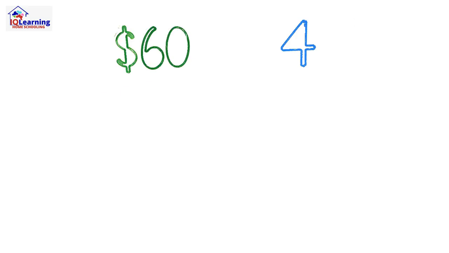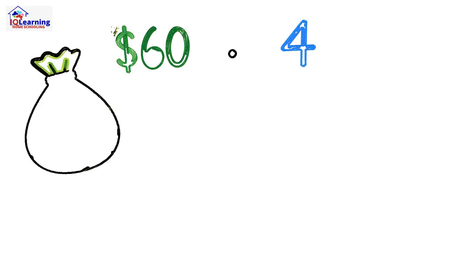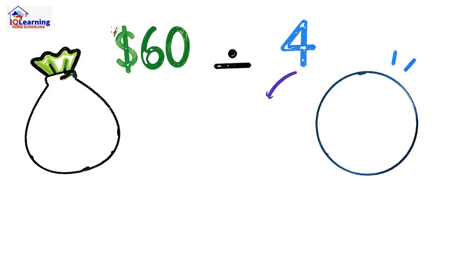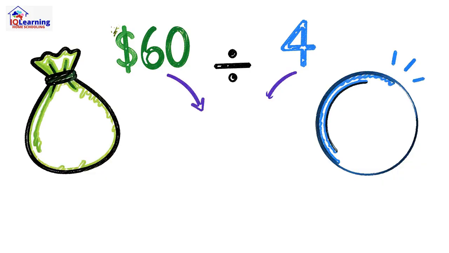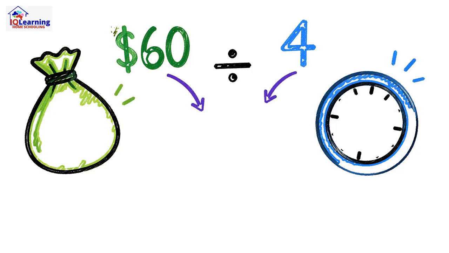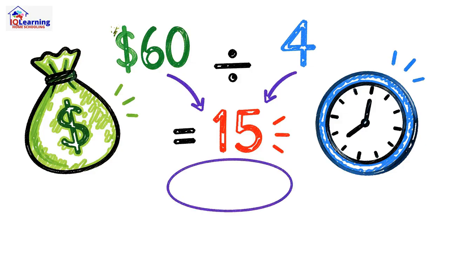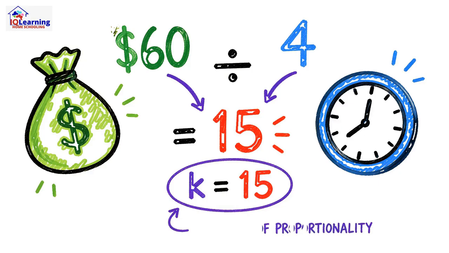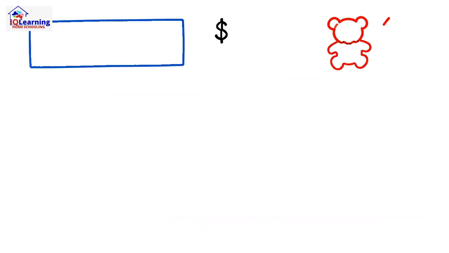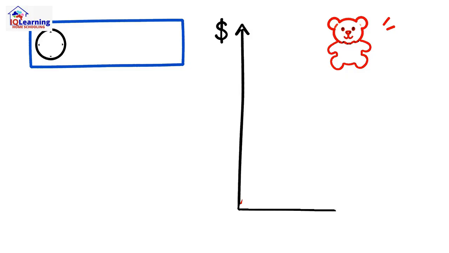Second, there's a secret number called the constant of proportionality, or K. It's the unit rate, the price for one. If you earn $60 for 4 hours of work, you can find K by dividing the money by the hours. 60 divided by 4 is 15. That's your constant, $15 per hour. With that number, you can predict anything. The pay for 10 hours? 15 times 10 is $150.